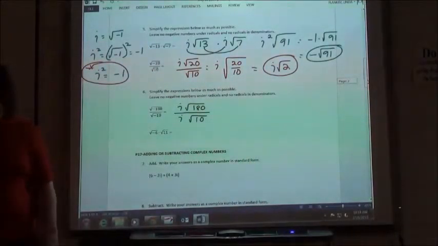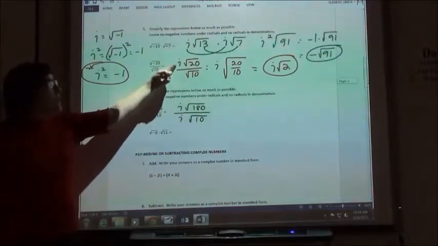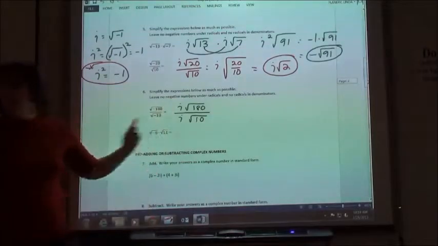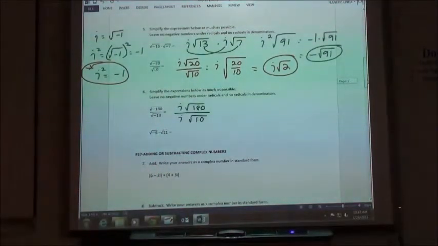Now, look at this one. This one up here only had one I, right? That's the I on the top. This one has it on the top and the bottom. What happened when we had it on the top and the bottom? Nope, that's when you multiplied. Look at the first example. We're dividing an I by an I.